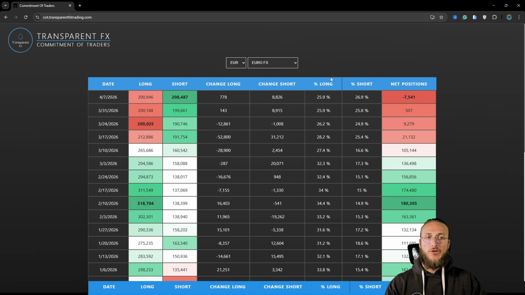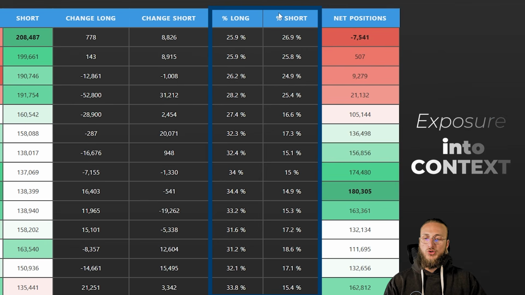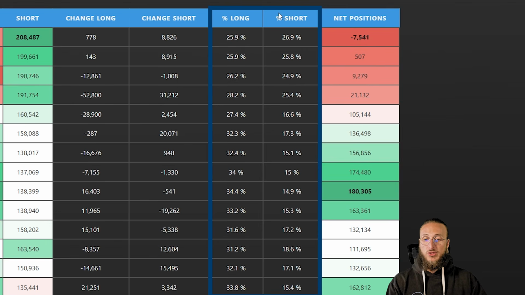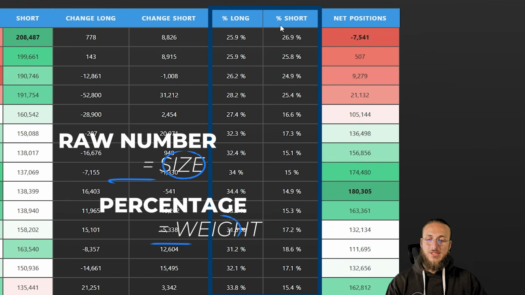Now let's talk about the percentage long and the percentage short. This is important because raw contract numbers can sometimes look big without actually being that extreme in relative terms. So the percentages will help you put that exposure into context. They help you understand how much weight that positioning has compared to the overall market exposure that is being measured in that particular market. So a raw number gives you size and the percentage gives you the weight.